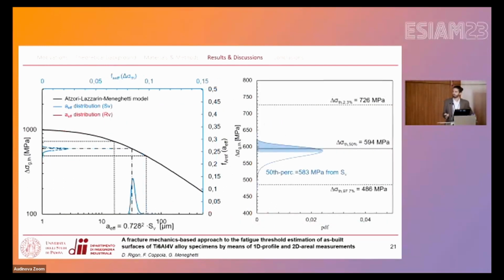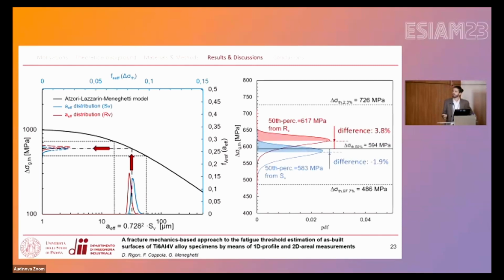If we plot also the distribution coming from the RV values, as you can see here in these slides, we have the comparison between the two distributions. The difference in terms of fatigue limits at the 15th percentile is 6%. And the difference between the two distributions and the experimental values is quite low: 3.8% for the RV values and minus 1.9% for the SV values.